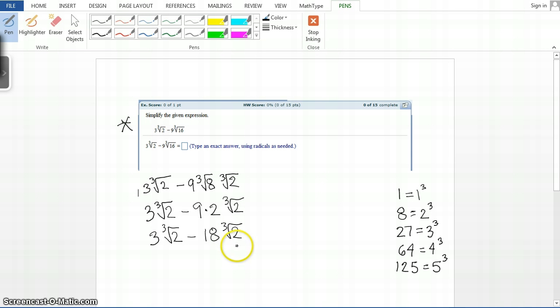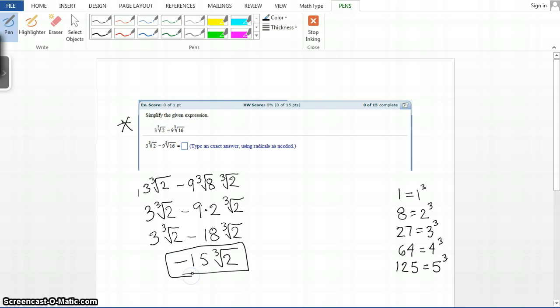Now, if you see, I've got a cube root of 2 here and a cube root of 2. These are like radicals. They have the same index, which is 3. They're both cube roots. And the radicand, what's inside, are both 2s. Those match. These are called like radicals. That means you can combine those coefficients, the numbers out front. 3 of these minus 18 of these is going to leave me with a negative 15 of these, which are cube roots of 2. And that's the answer.